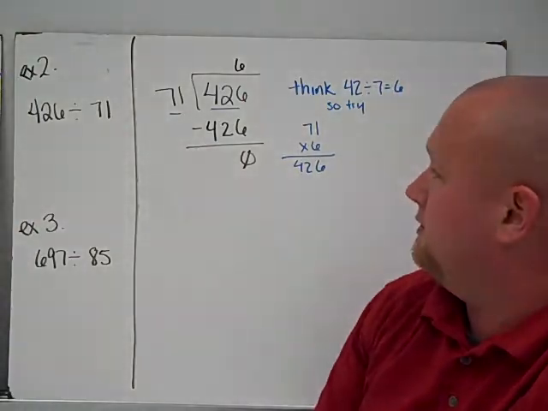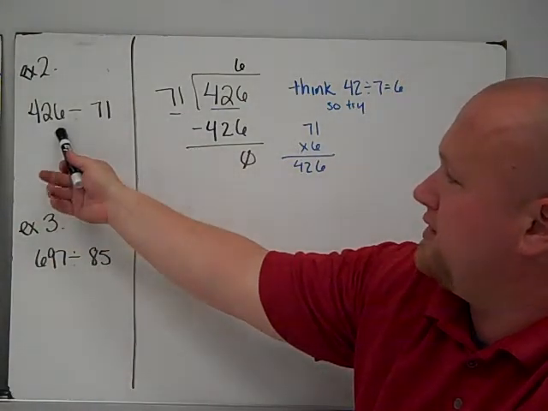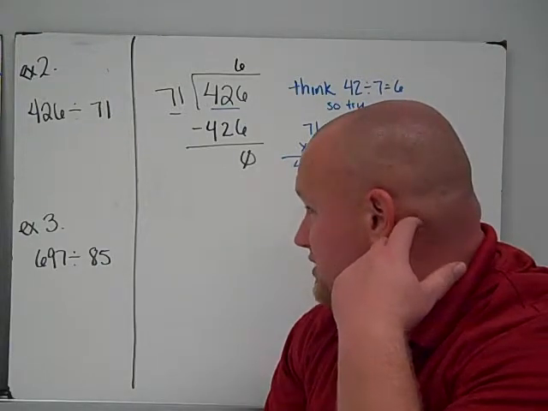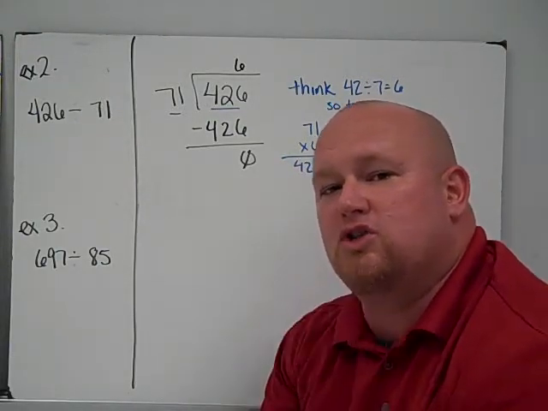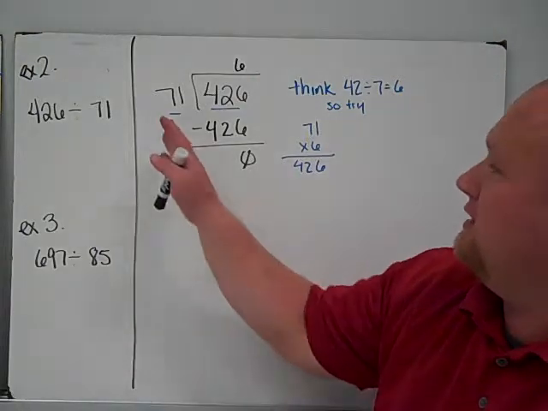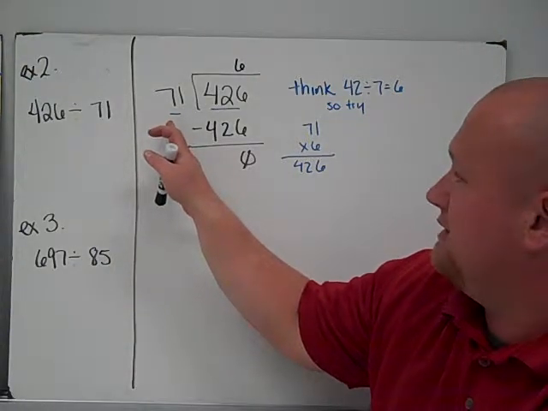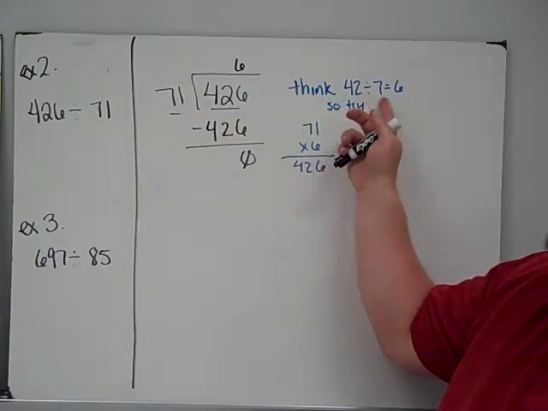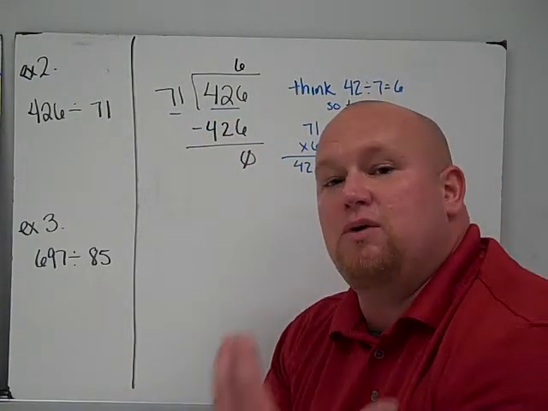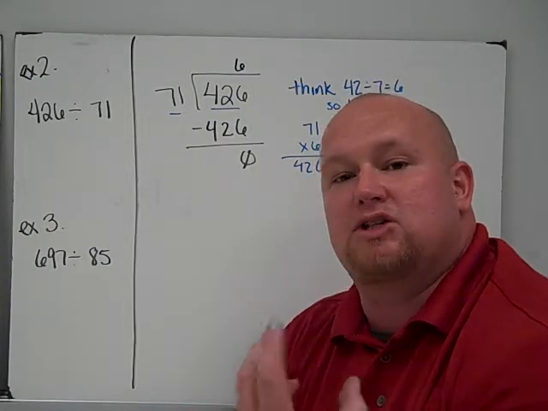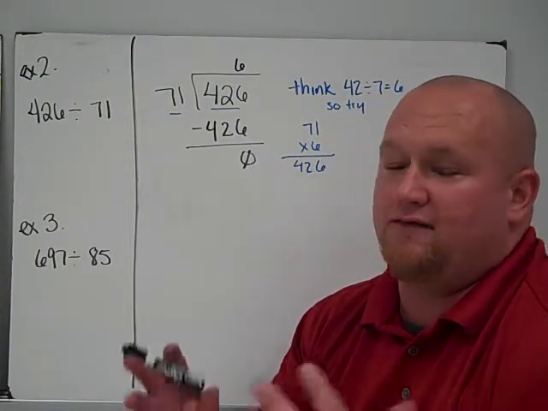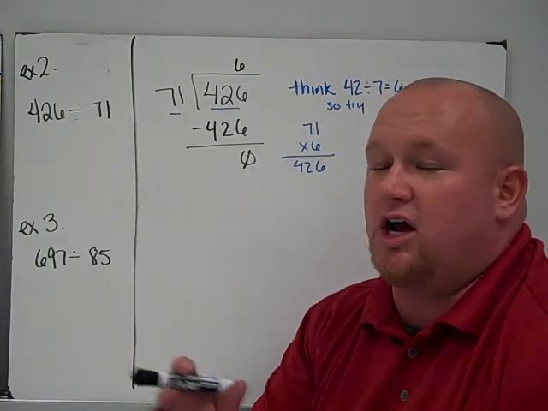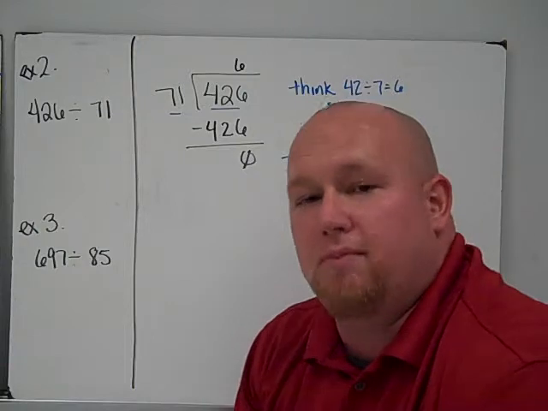Here's another example. 426 divided by 71. The thing about double-digit division is that we have to find somewhere to start. So I always say, start with the tens digit. How many times does it go into 42? You're thinking 42 divided by 7 equals 6, so 71 times 6 is the place to start. From there, you're going to multiply and then adjust what you're multiplying by based on what your number is.